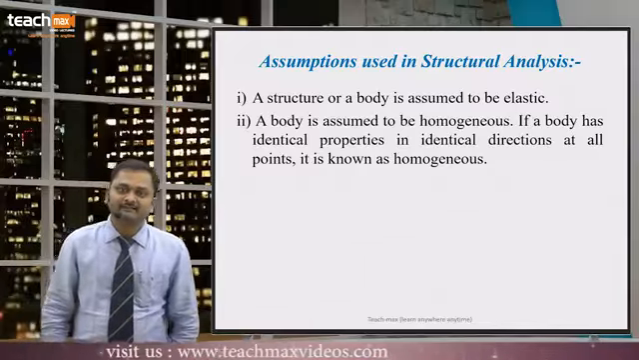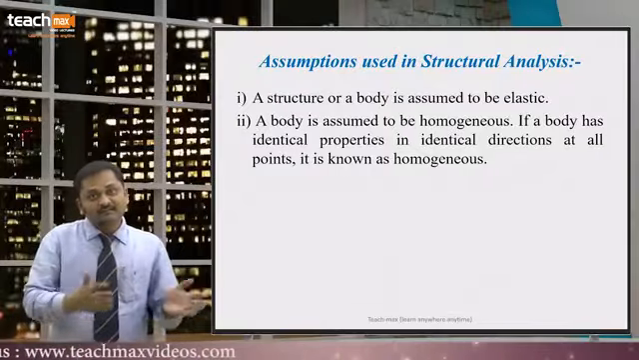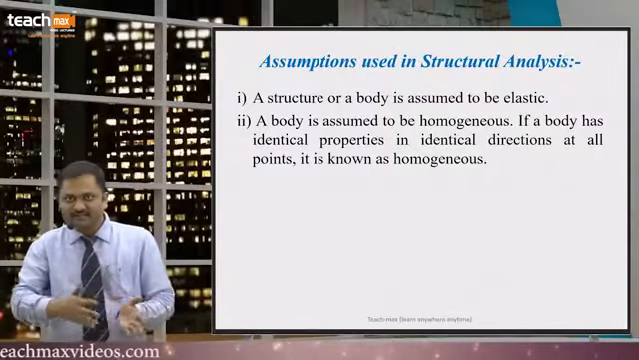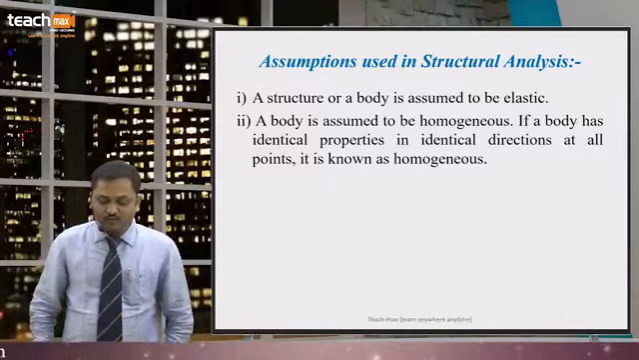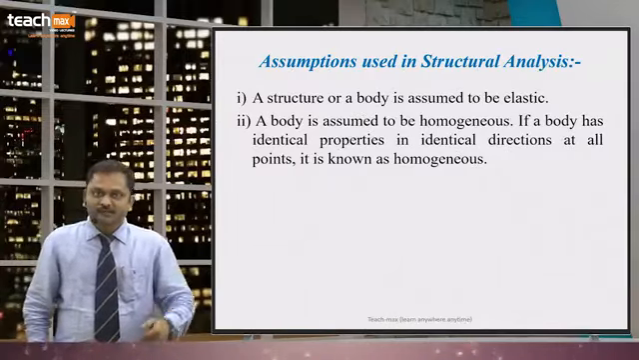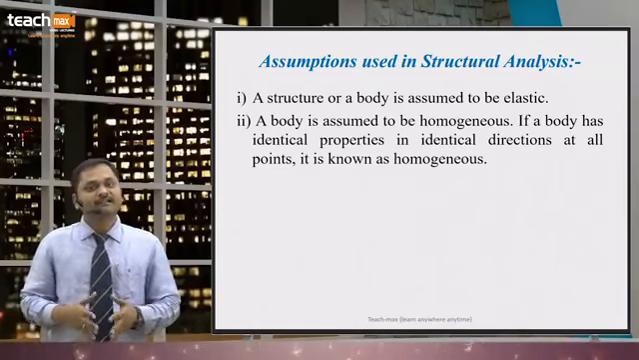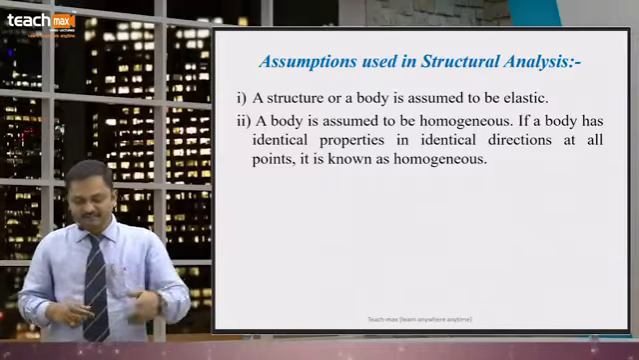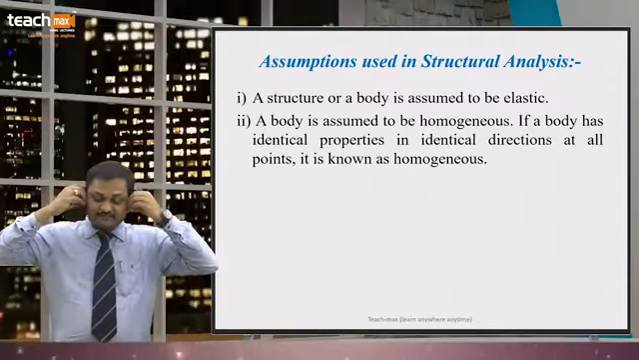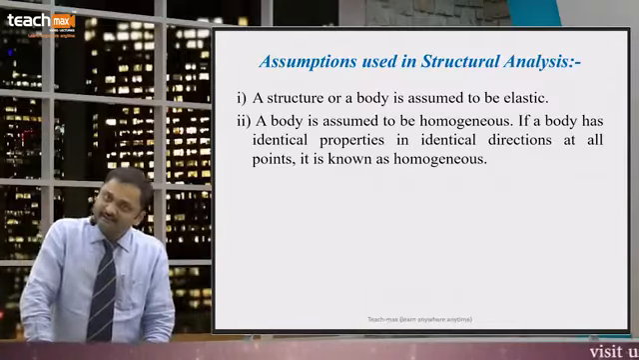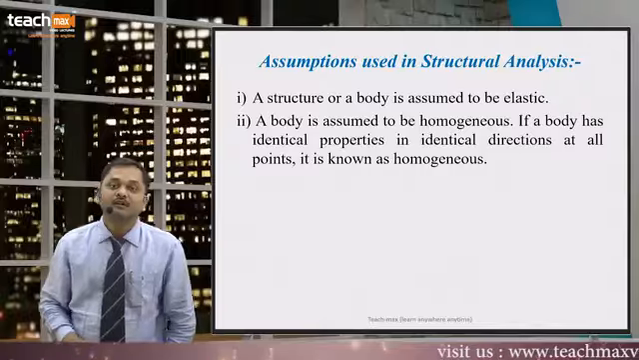Okay, let us go to the next assumption. This is also a very important assumption: a body is assumed to be homogeneous. All these assumptions we already used in strength of materials, and the same are carried into this subject, structural analysis. A body is homogeneous means what? It means the body has identical properties in identical directions. Very important: if a body has identical properties in identical directions at all points, then we say it is homogeneous.